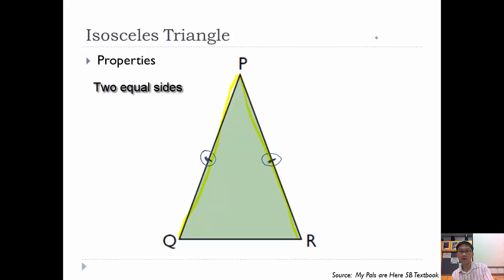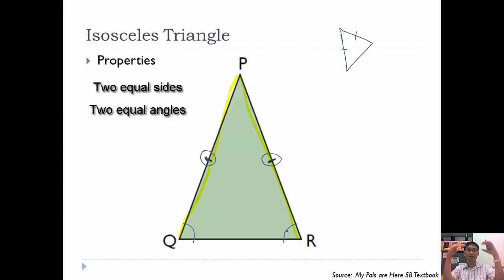I can have any other triangle, and if I do this, it means these two sides are equal. That's what the dash means. So if there are two equal sides, this means it's an isosceles triangle. And one more thing about the isosceles triangle is that there are two equal angles. So where are the two equal angles? It's angle PQR, this angle, and angle PRQ, this angle here.